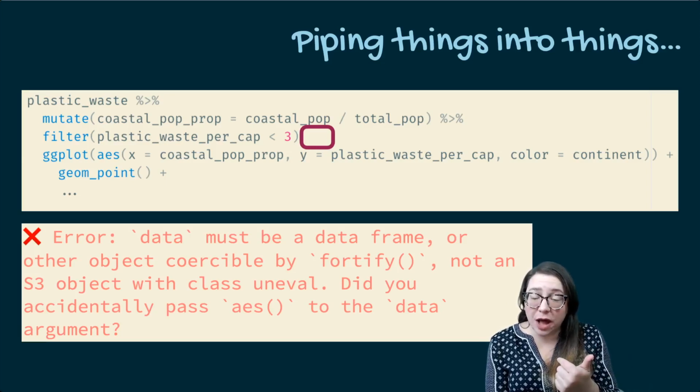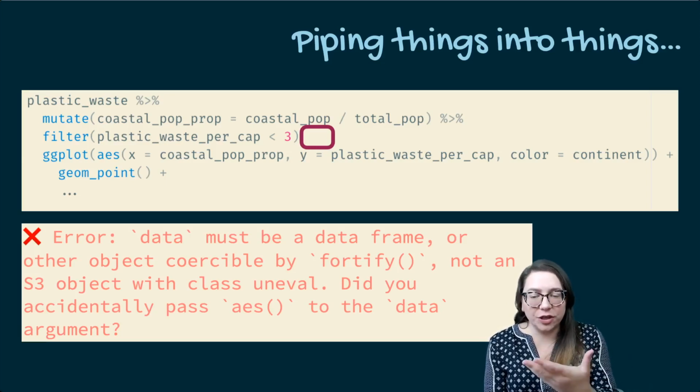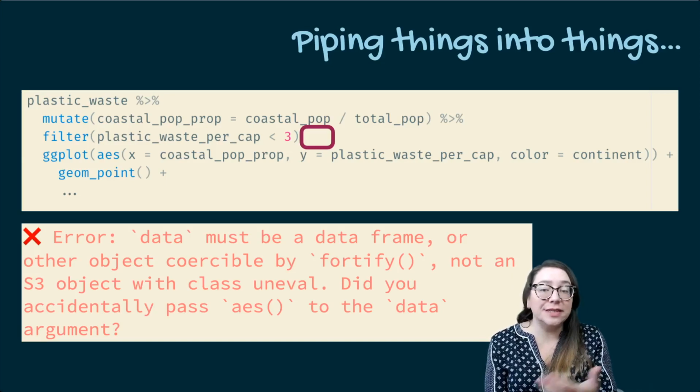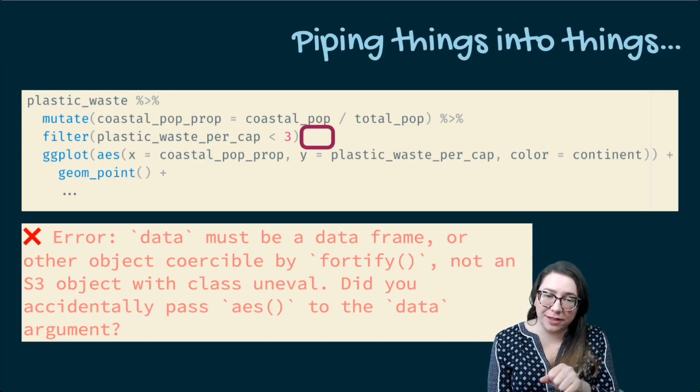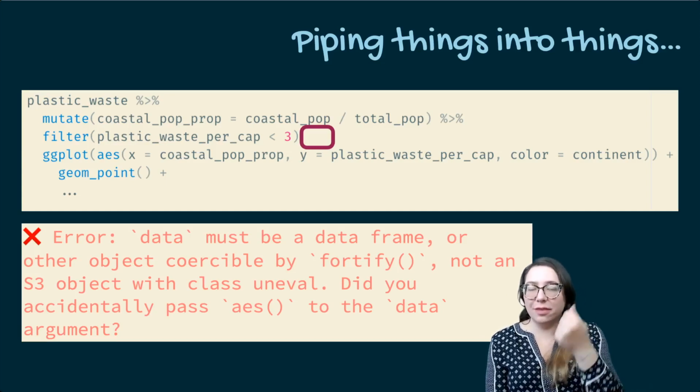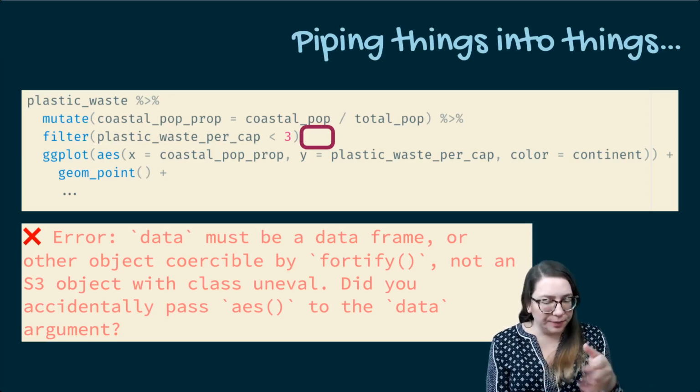And the reason for the error that you're seeing is that right now, because no data set is being passed into ggplot, it is thinking that the first thing that you've provided to it, which is the aesthetic mappings, must be the data. And that's why it says, did you accidentally pass the aesthetic mappings to the data argument? And so if you add the pipe operator where it's missing in this code chunk, then we would get the data being passed on properly, and then the rest of it should work fine.